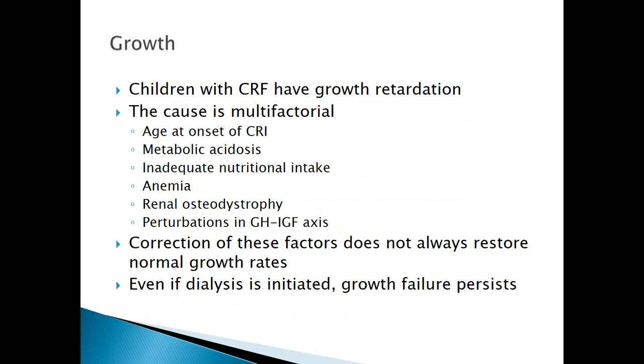So these kiddos, they don't grow well. Most of the time they have growth retardation, and that's usually because of their metabolic acidosis, their nutritional deficiencies, their anemia, their osteodystrophy, and there's usually abnormalities in the growth hormone axis. So typically, even by correcting acidosis, correcting anemia, correcting nutrition, they still don't grow at the rate that they should be growing.